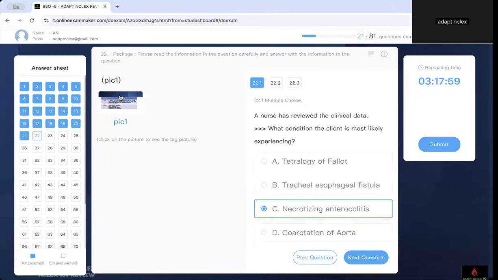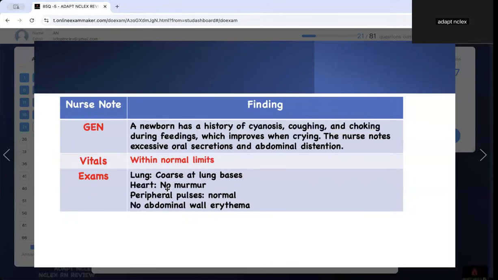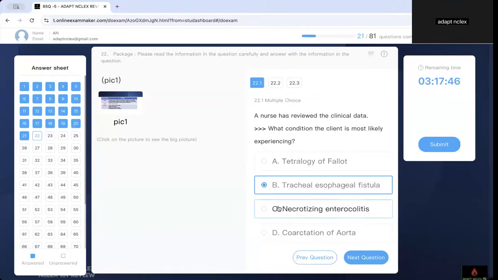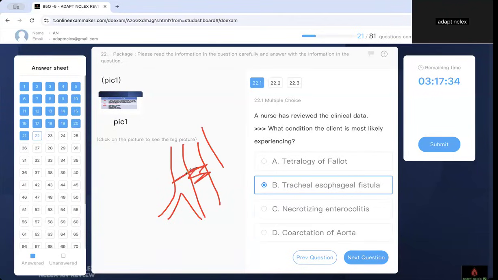Tetralogy of Fallot: look, there should be a heart murmur. There's no heart murmur. When they cry, their cyanosis never gets better. This guy, the cyanosis gets better. Don't get trapped. That's the way. Therefore, it's tracheoesophageal fistula because they have too much secretion. The esophagus is connected to the trachea. And this is the problem: when they take a deep breath, it goes to the esophagus, right? And then the airway, they aspirate.